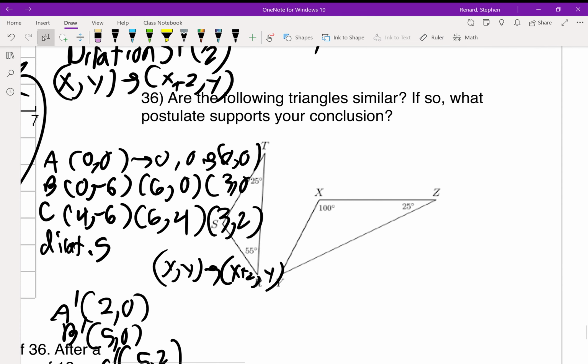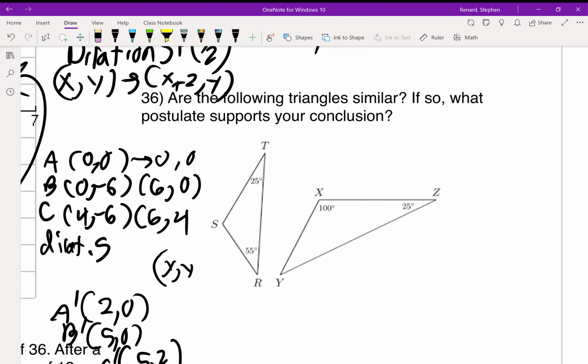36. I'm going to have to erase some of this. I know you guys are heartbroken about that cluster that was before. So similar again, honors only.